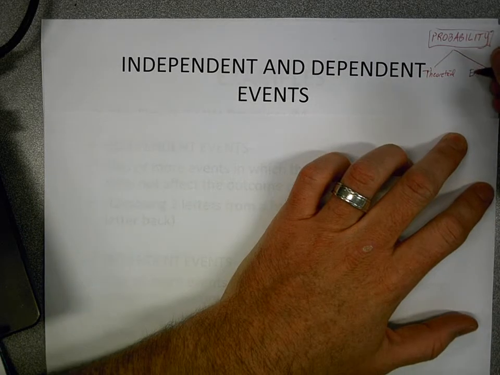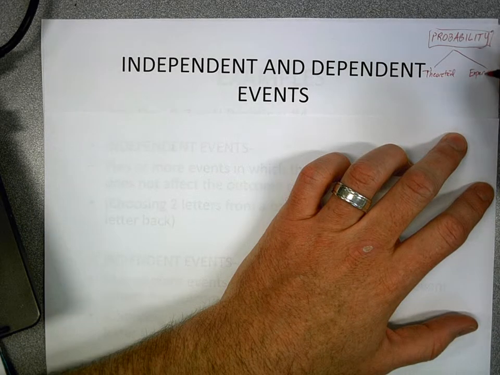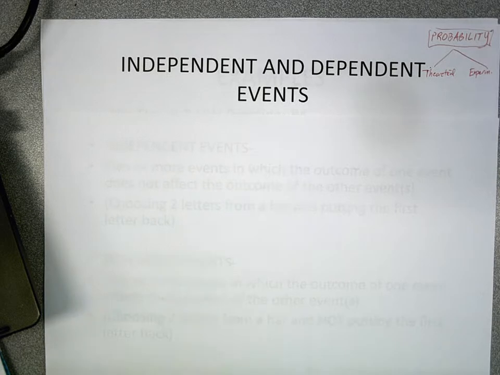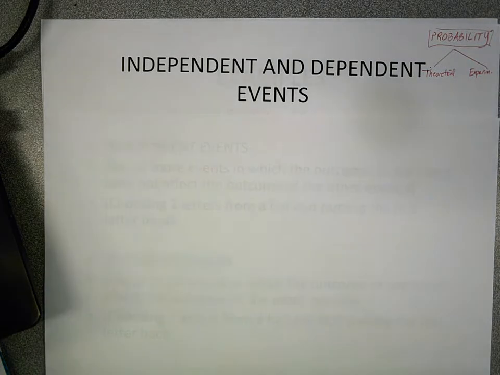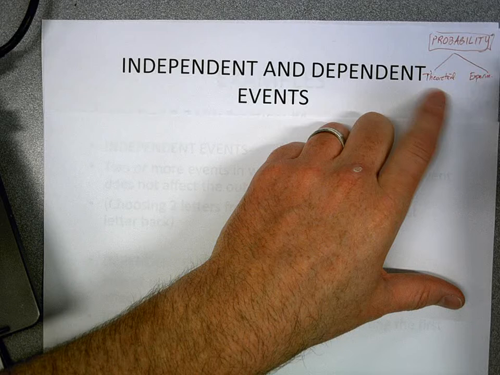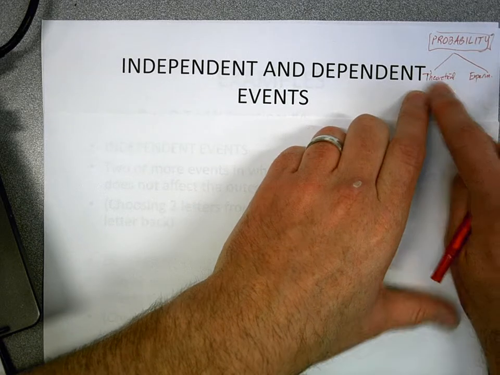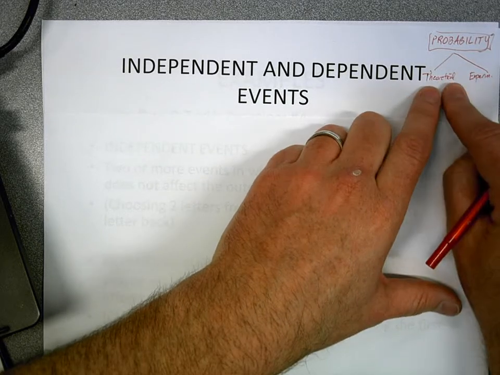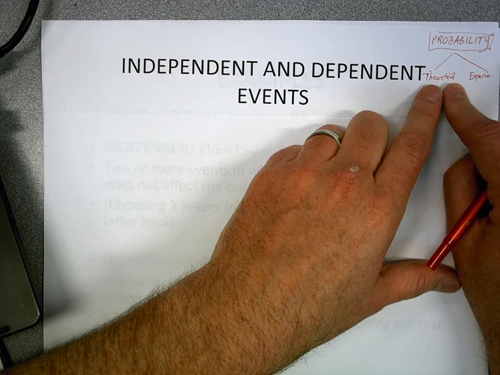And then there's experimental. That is, of course, where you're actually playing a game or actually doing something and seeing what the outcome actually is. And then sometimes, of course, you can use that to predict future outcomes. But theoretical, remember I told you the other day, most of our lessons will fall under the theoretical because that's where the main part of the math is.